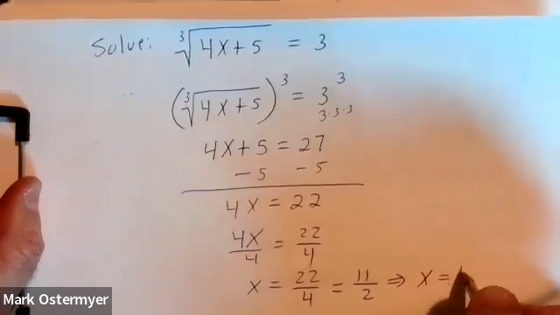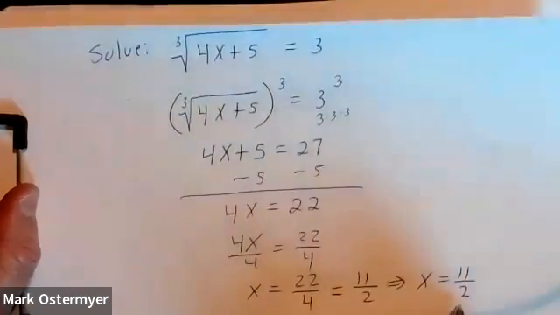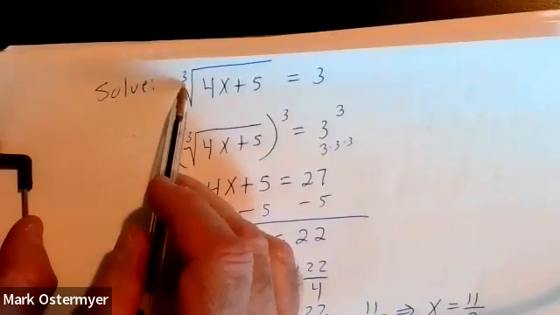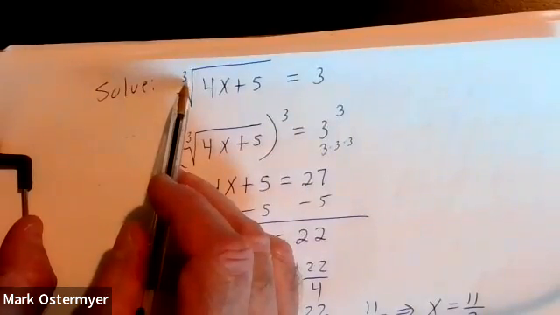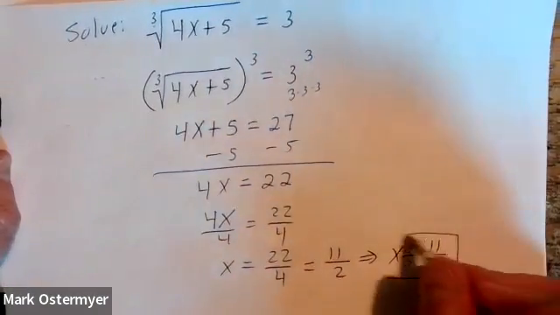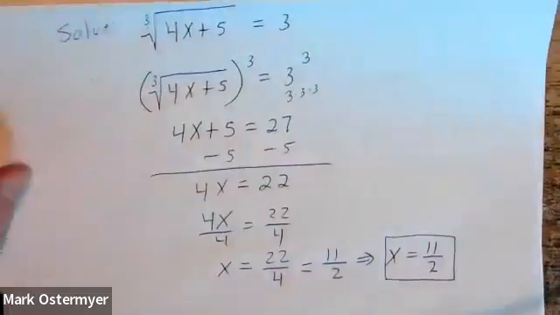Now, ladies and gentlemen, you do not have to check your answer back in your original equation because this is an odd root equation. It's a cubed root equation, not a square root equation. So you do not have to check your answer. That is your solution, and we are done with that problem.